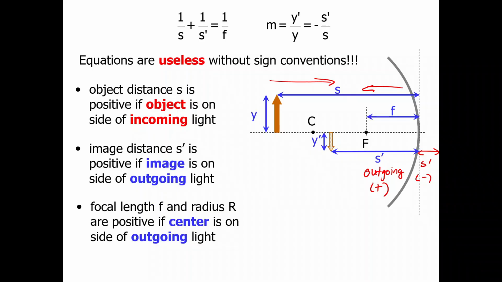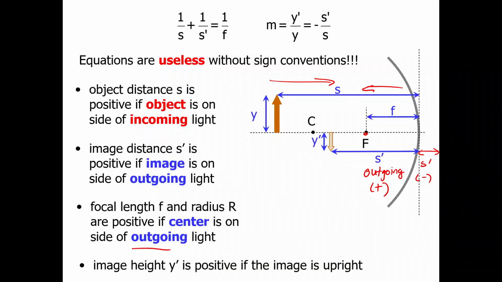And then the focal length f and R are positive if on the side of outgoing light. So here, our center of curvature and therefore our focal point are on the side of the outgoing light, the side that the light leaves the mirror. So when we start thinking of reflection, where the light rays go when they're reflected is the outgoing side. This will be a little different when we do lenses, because with lenses, the light passes through the lens, and it's a little different.